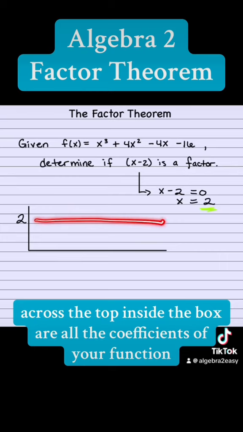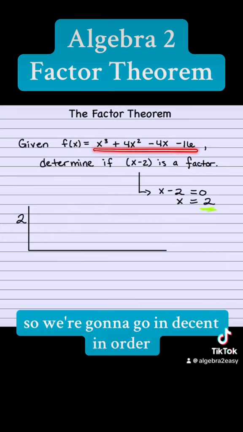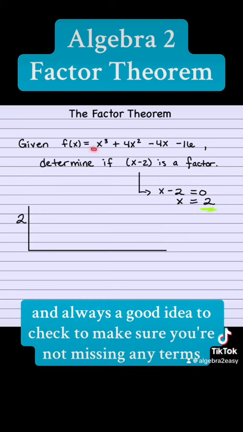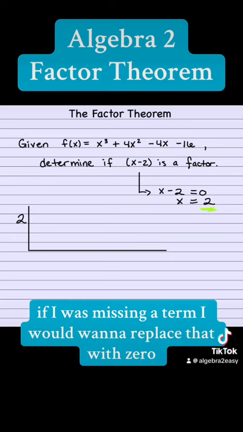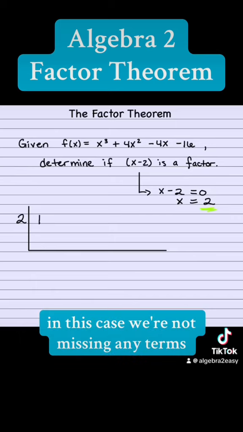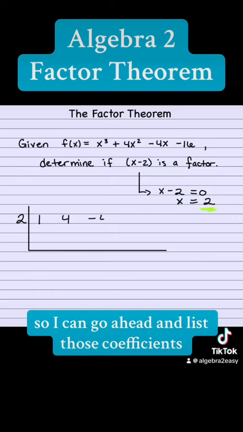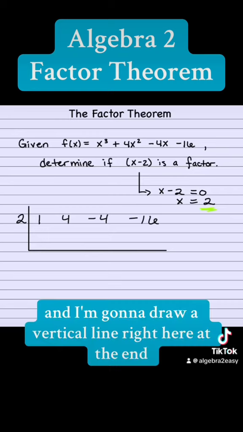Across the top, inside the box, are all the coefficients of your function. So we're going to go in descending order, and it's always a good idea to check to make sure you're not missing any terms. I have x cubed, x squared, x, and then a constant. If I was missing a term, I would want to replace that with 0. In this case, we're not missing any terms, so I can go ahead and list those coefficients. And I'm going to draw a vertical line right here at the end.